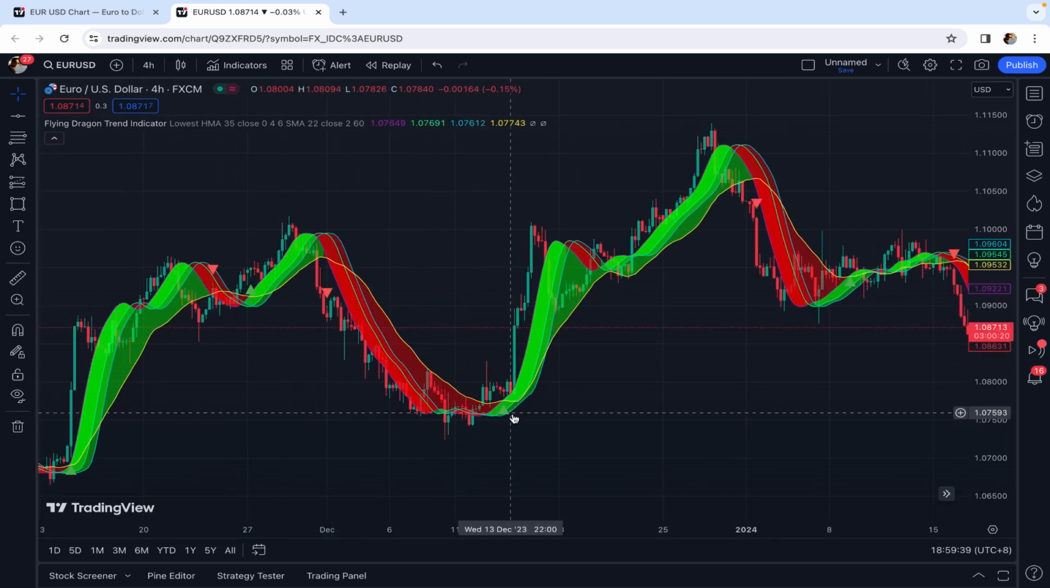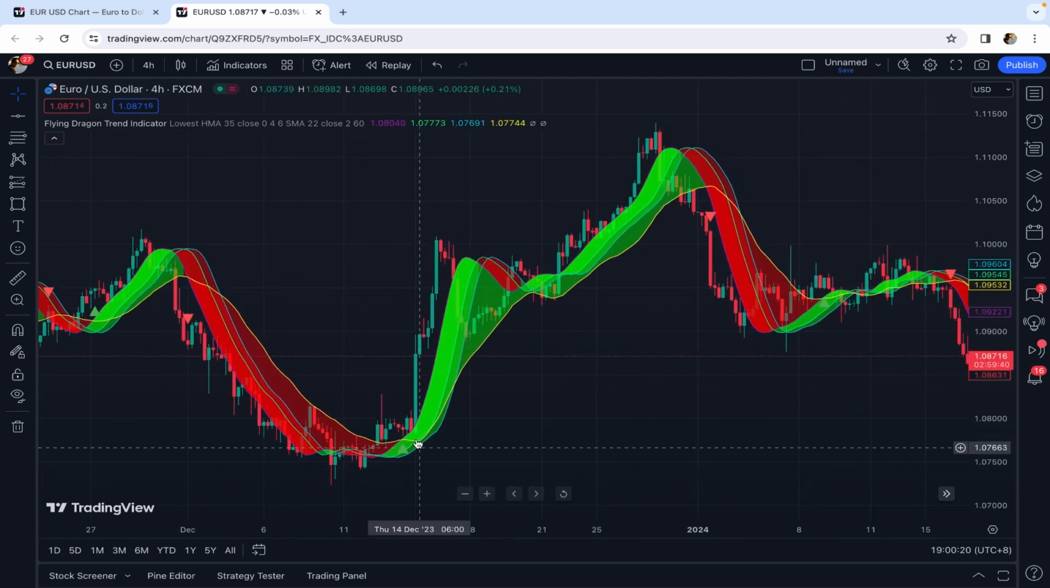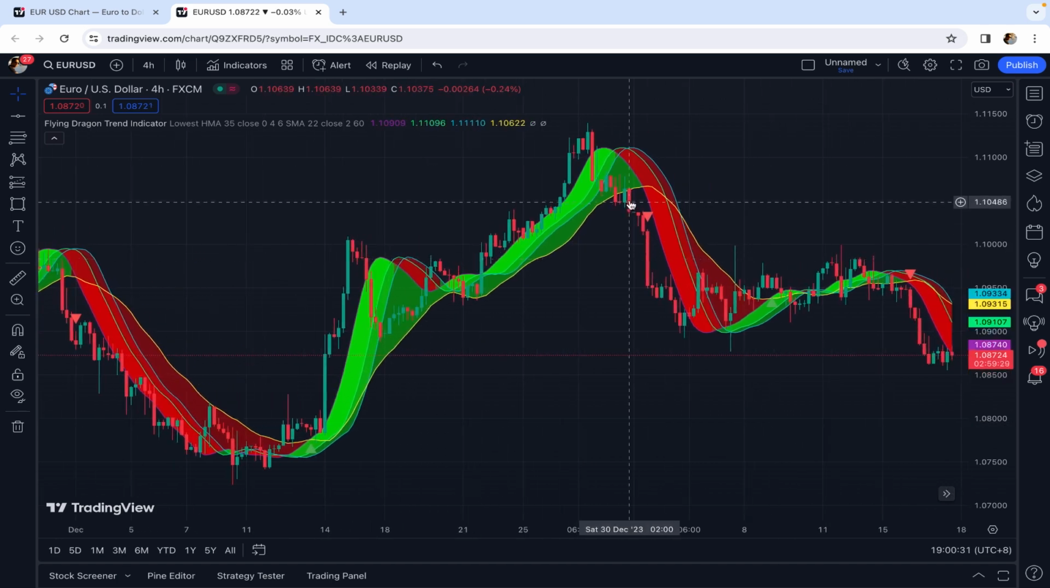Please pay attention that these signals are generated when the ribbon is completely folded and we have one color which is visible on the ribbon. For example, here completely folded and we have green color from here, or here completely folded to red color starting from this point down to this point, and then it partly becomes green as you can see.